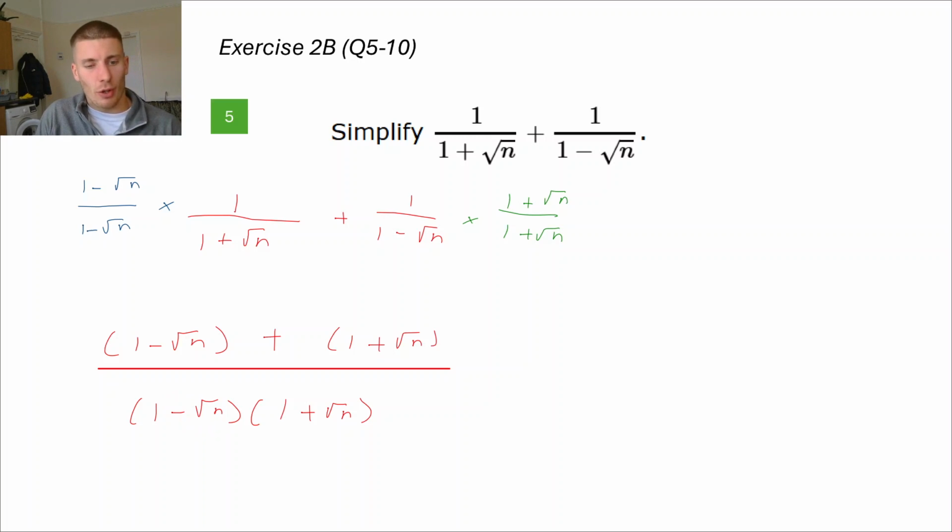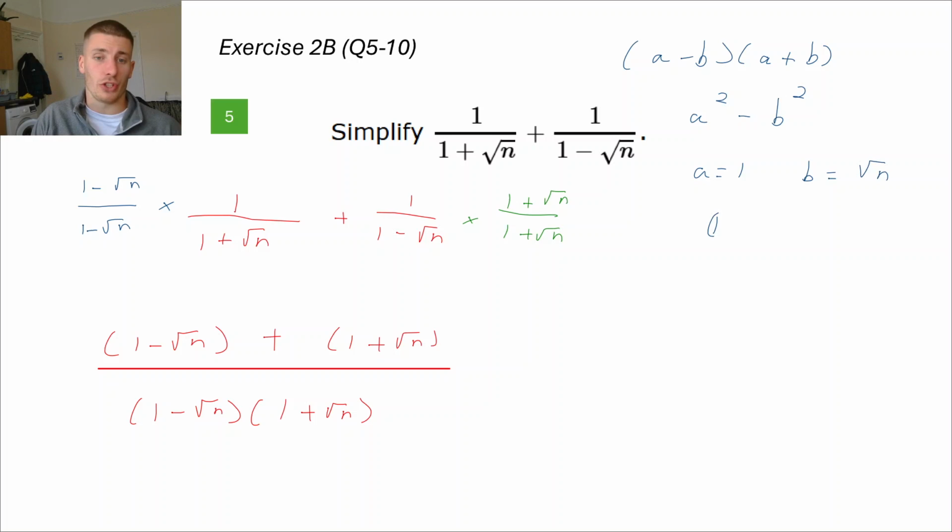This is currently written, so the denominator here is written in the form a take away b, a plus b. And we know if you expand brackets in this form, it's going to go to a squared take away b squared, where in this case a is equal to the first number, a is equal to 1, and b is your second number, which is just root n. So a squared is going to be 1 squared, which is just 1, take away b squared, which is the root of n squared. Well, 1 squared is just 1, root n squared, the square and the root cancel, which is going to be take away n.